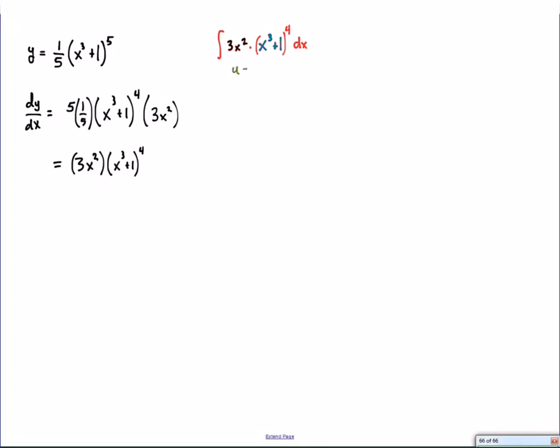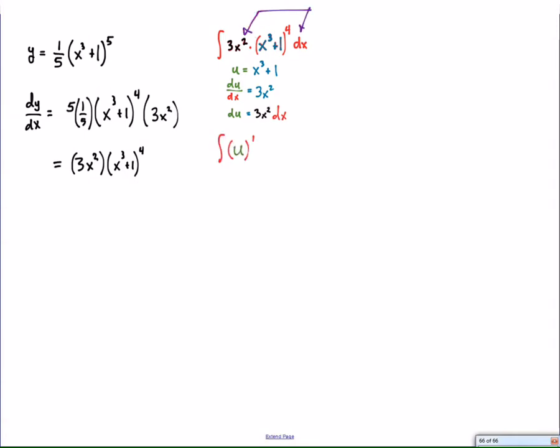But for starters, we're going to identify the letter u, which is just a generic name for a substitution function. It's kind of a convention that we use the letter u for that. But anyway, we're going to let u equal x cubed plus 1. And therefore, if we take the derivative, we get du/dx is equal to 3x squared, which looks very familiar. Now what we can do is just multiply both sides by dx. In other words, we can express 3x squared dx as exactly the same as du.